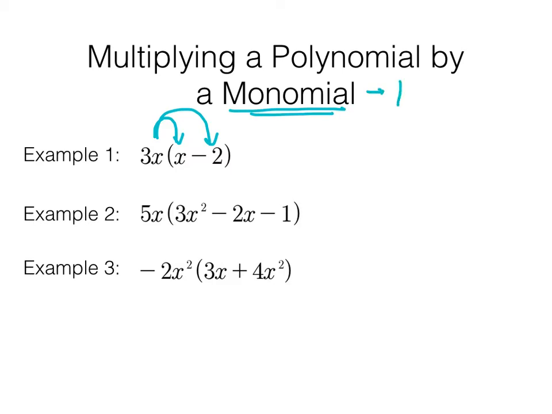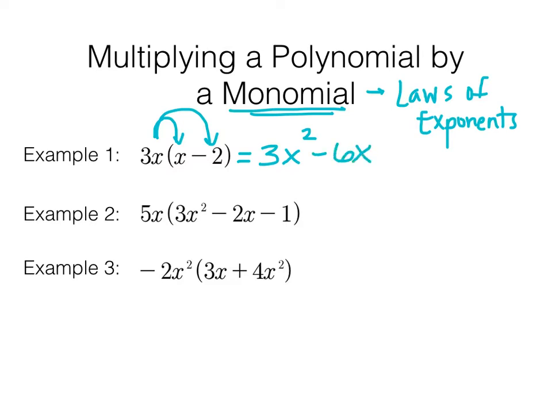The laws of exponents. So we still have to think about our laws of exponents here because the individual things I'm multiplying are monomials. So 3x times x. X times x is x squared. So 3x times x would be 3x squared. And then 3x times a minus 2, well 3 times minus 2 would be minus 6. So 3x times minus 2 is minus 6x.